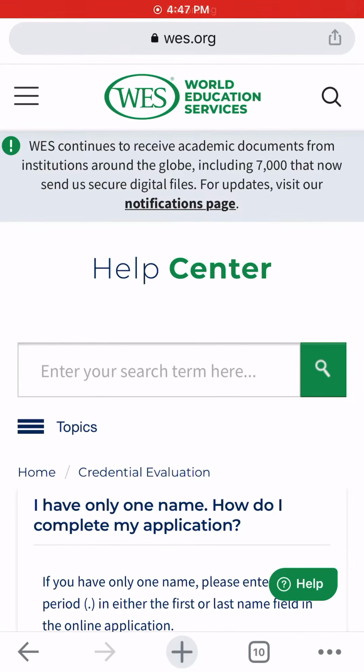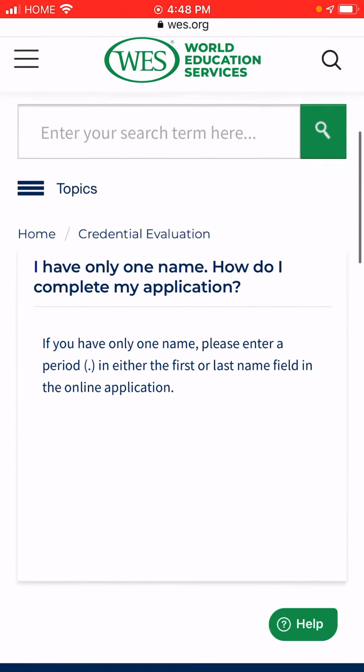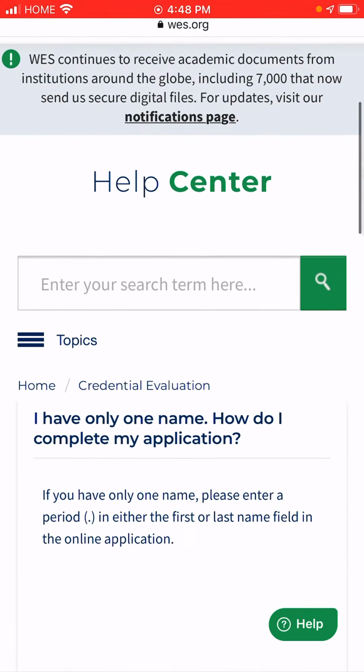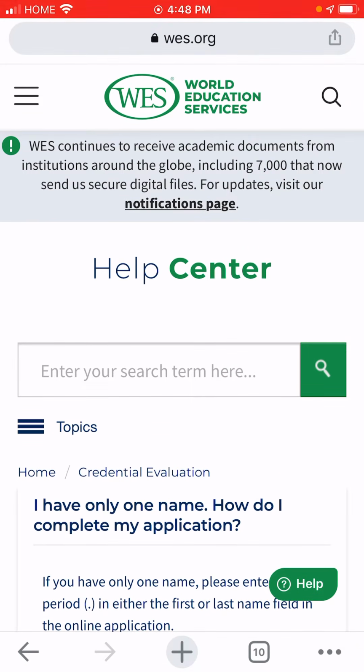So guys, a lot of people ask me that if they just have got a first name without any last name in their passport, how would they fill up this WES credential evaluation? Because ECA is very important when it comes to Canadian immigration when you are coming through economic categories like Express Entry, for example, where you get your foreign credential evaluated by WES and you get it mapped to one of the Canadian education levels.